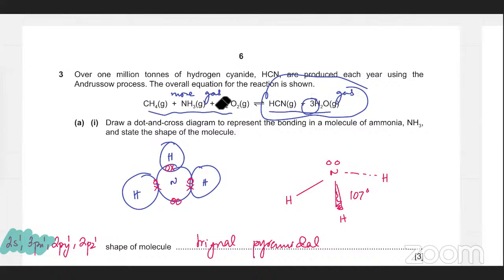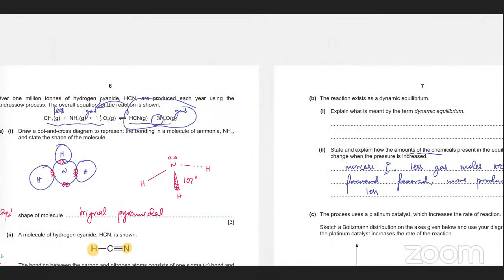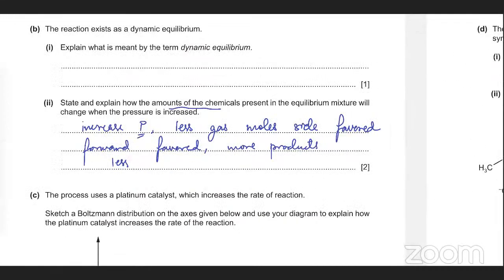So it's going to be the opposite. This is the less gas mole side. So the equilibrium is going to shift backwards, okay? So it's going to be less gas mole side favored. So backward is the one that's going to be favored, and more reactants. And you're going to have less products.